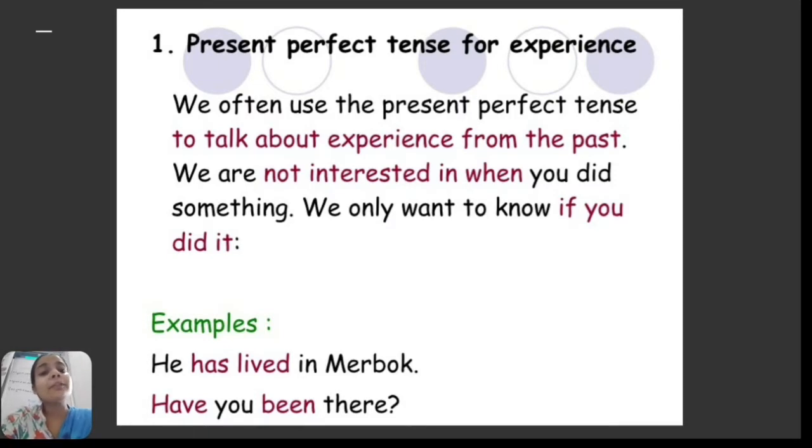Have you been there? What will your answer be? Yes, I have been, or no, I haven't. So generally the listener is not interested in when you performed the action. We only want to know if you did it or not. So it is used for sharing experiences.